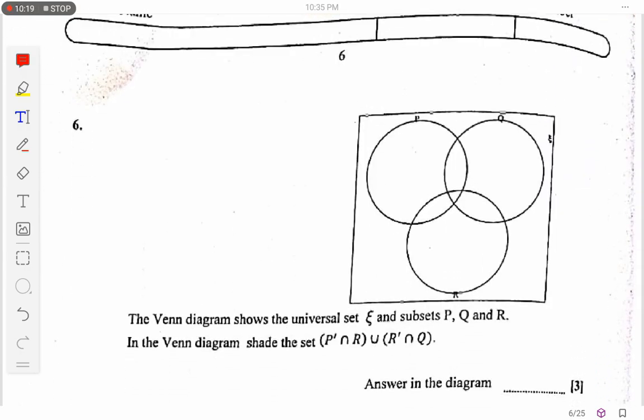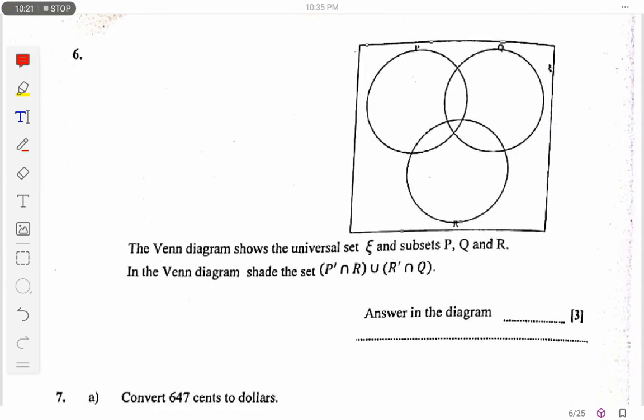Okay, let's move on. This question is now saying we want to shade. The Venn diagram shows the universal set of P, Q, and R. Then it's saying in the diagram, shade what is not in P intersection R, union what is not in R intersection Q. So if we are to shade, basically this is going to be our answer here. We shade like this.